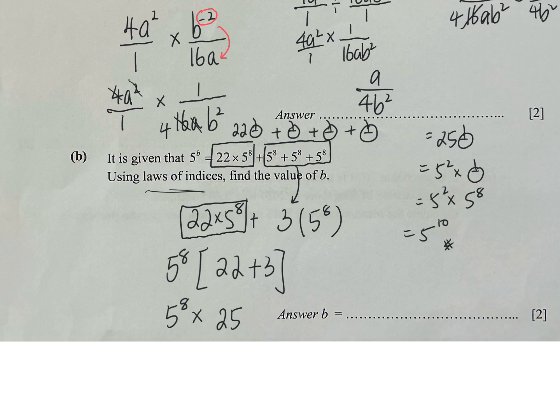Because they say use laws of indices, you cannot go and evaluate everything on the right hand side using the calculator and then tell me it's 5 to the power of what. You cannot do that. You need to use the laws of indices. Okay, so this is 5 squared. So 5^10. So this is 5^10.